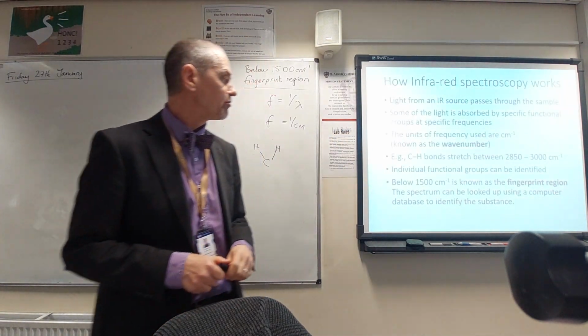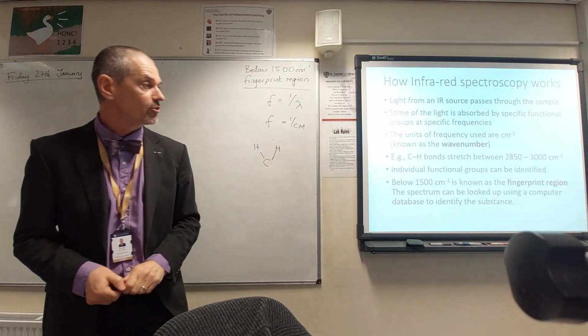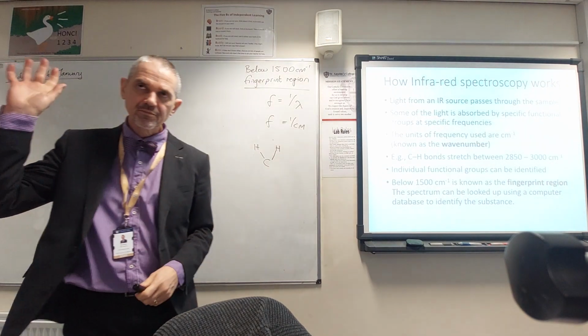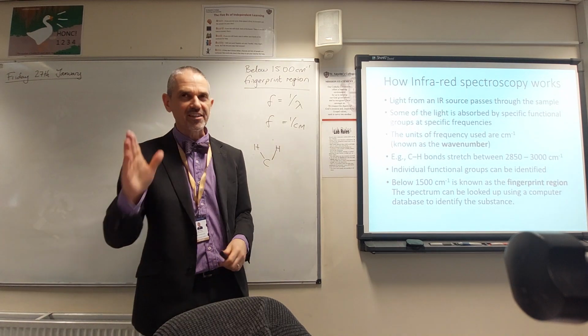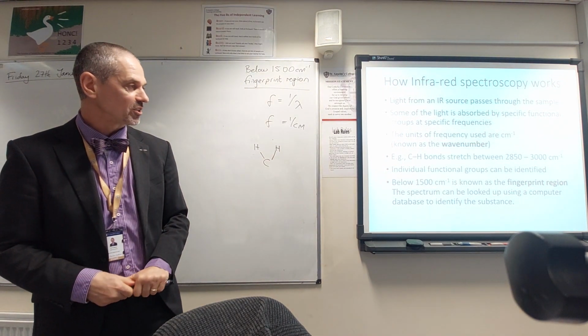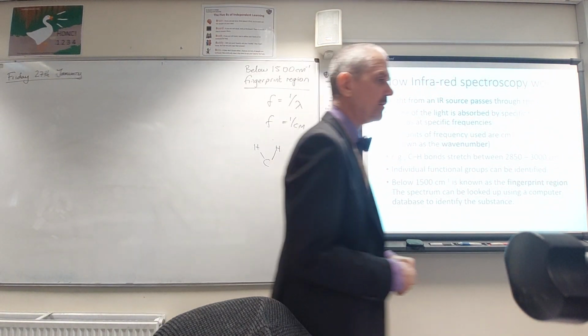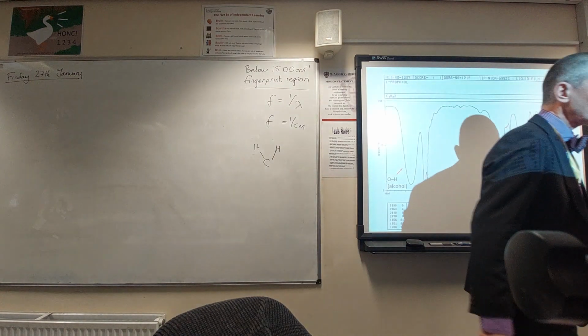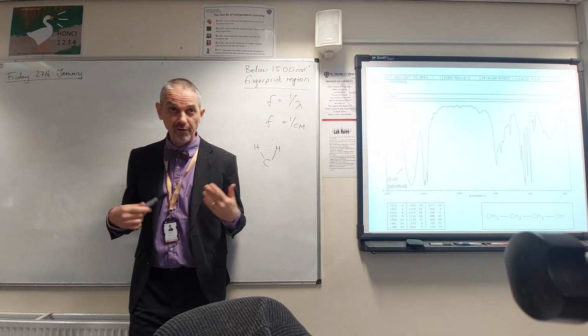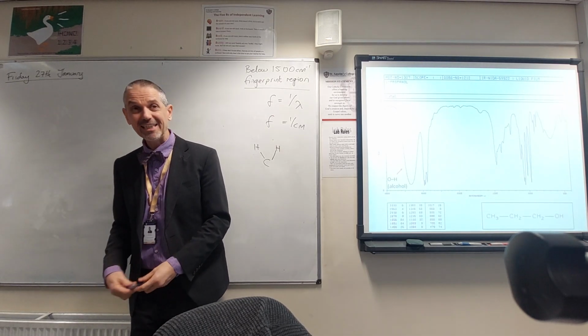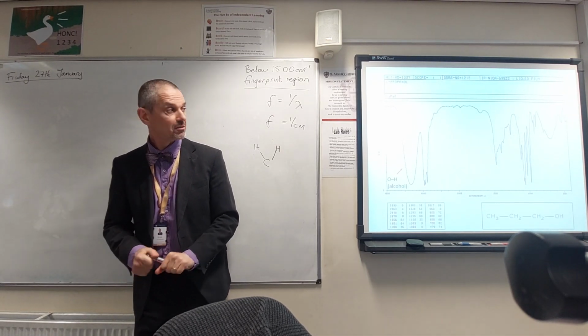And we can see individual functional groups, but below 1500, we're going to ignore that. If you were in university, you'd probably spend hours looking through tables identifying all those peaks, but you're not expected to do that. What you are expected to be able to do is identify a few fairly simple functional groups.